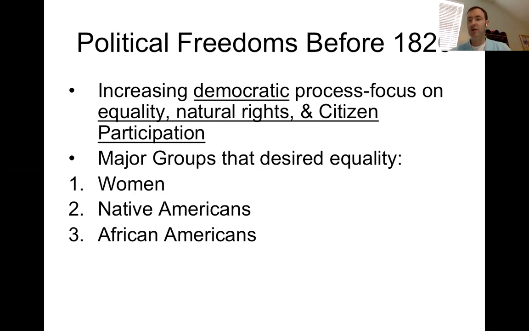So what major groups desired these levels of equality that unfortunately were not there? Women, when you're looking at limits to them even owning property, voting rights gets a lot of attention. And then, of course, Native Americans, who we're seeing moving further west, and certainly there's a lot of history that happens there after the 1820s with the Trail of Tears and things. And then also African Americans.